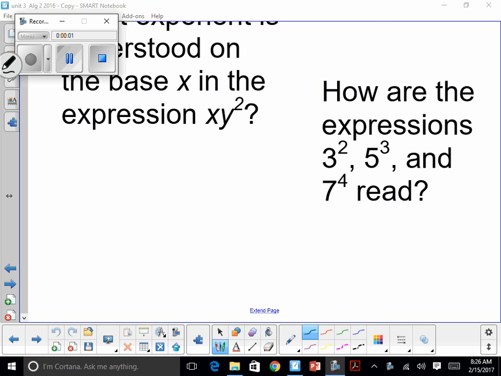Red 2A, red class, unit 3. Today is February 15th. It is Wednesday, week 3 of the school month.